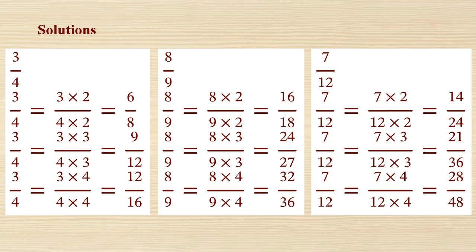The next one is 7 over 12. When you multiply 7 over 12 by 2 over 2, you get 14 over 24. When you multiply 7 over 12 by 3 over 3, you get 21 over 36. When you multiply 7 over 12 by 4 over 4, you get 28 over 48. And the set of fractions equivalent to 7 over 12 are 14 over 24, 21 over 36, and 28 over 48. I believe you understand this very simple explanation.